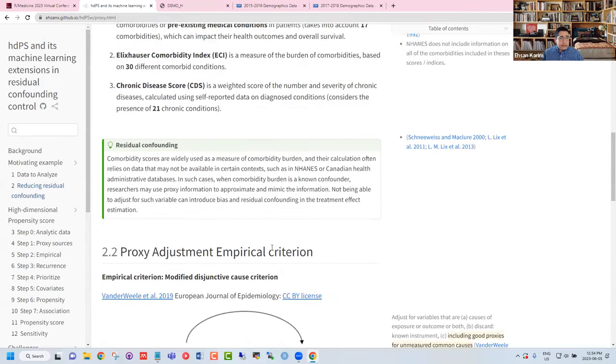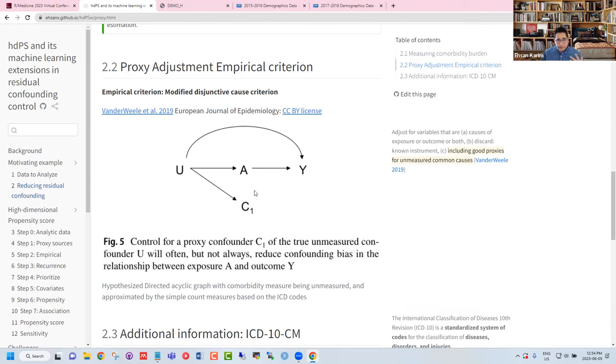One practical technique that people generally use is called using a proxy. This is a picture from a VanderWeele paper from the European Journal of Epidemiology from 2019. In this paper, they talked about the modified disjunctive cause criterion. One of the things they mentioned is what variables you need to adjust. Obviously, the variables that are associated with the exposure variable. A is the exposure variable and Y is the outcome variable. A variable that is associated with both exposure and outcome should be adjusted. If you know there is an instrumental variable, that should not be adjusted. And if there are good proxies of an unmeasured confounder or the unmeasured common causes, we can also try to adjust for them.